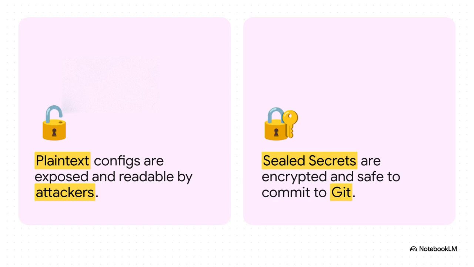You really start to see the stark contrast here. Remember those plain text configs from earlier? Readable by literally any attacker with repo access. But in a GitOps model, we use Kubernetes sealed secrets. They're encrypted specifically for the sealed secrets controller in your cluster. Because they are basically unbreakable outside of that specific cluster, you can safely commit them straight to your Git repositories.